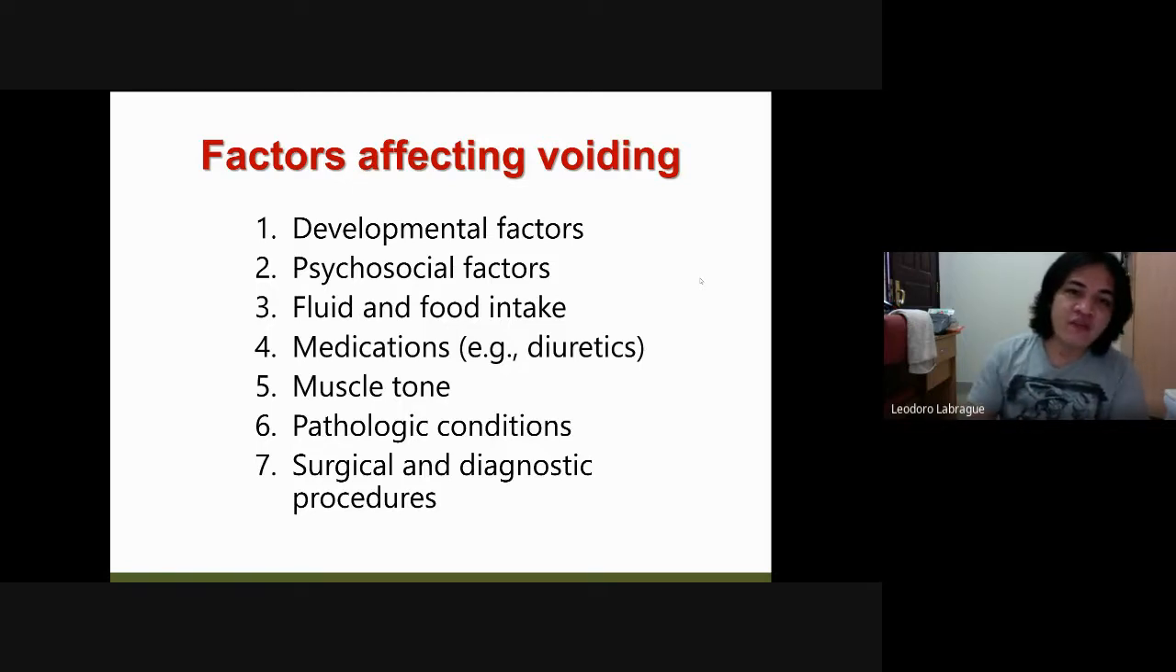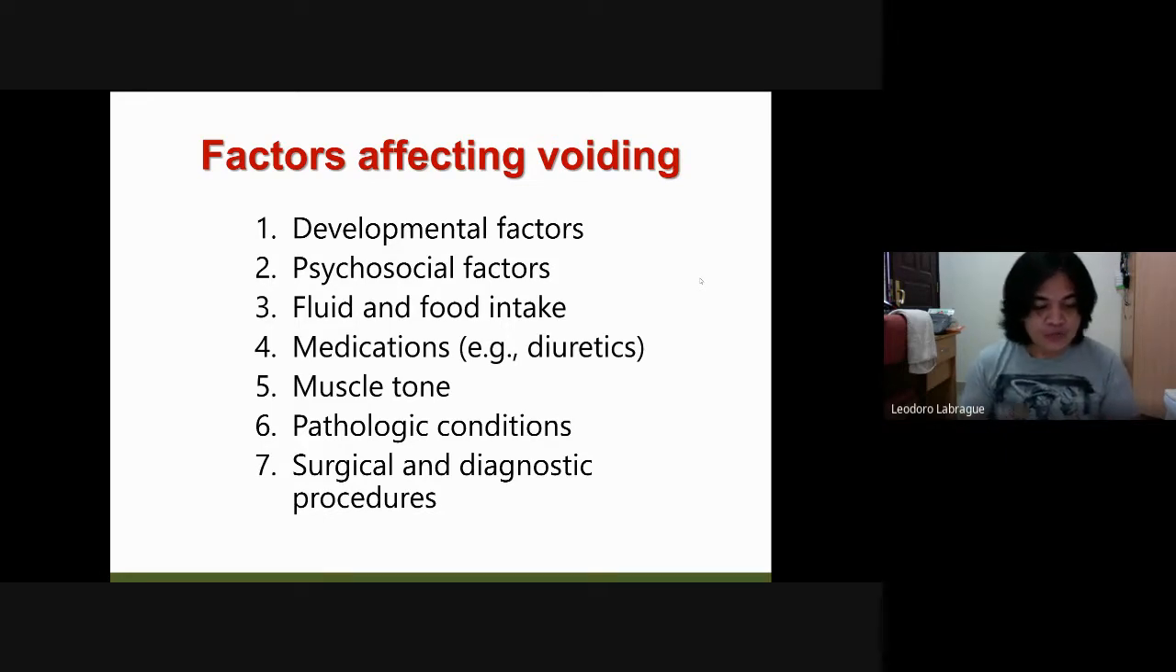Another important developmental factor that affects urination is that most infants don't have control of their urination. They will just urinate and urinate. Unlike adults, we can control it. The moment we sense we want to urinate, we will not urinate right away anywhere. We can wait, we can run to the washroom and urinate because we have the control. But infants don't have much control unless they reach the age of 2 to 5 years. Again, children will develop urinary control by the age of 2 to 5 years old.